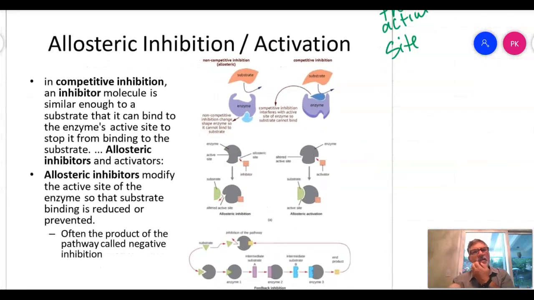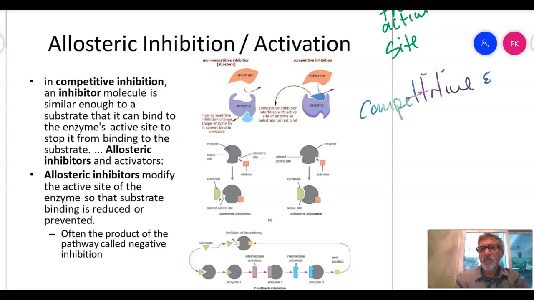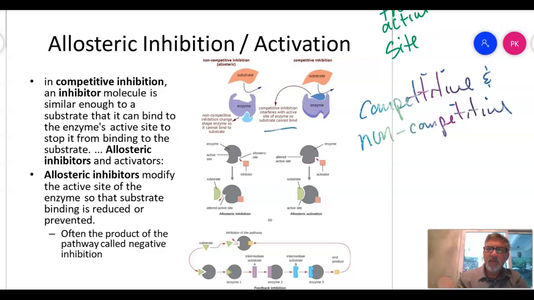So we have allosteric inhibition and activation. So we have competitive and non-competitive. So a competitive inhibitor will block the active site. So here we go. This is a competitive inhibitor right here. And you see it's something that is close enough to the substrate where it weakly binds to the active site. And it makes it so the substrate can't fit.